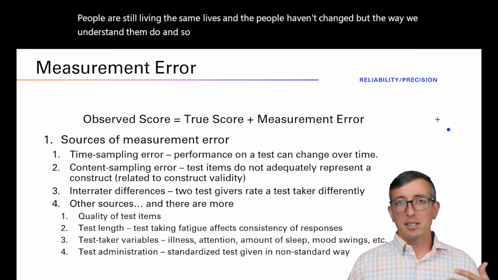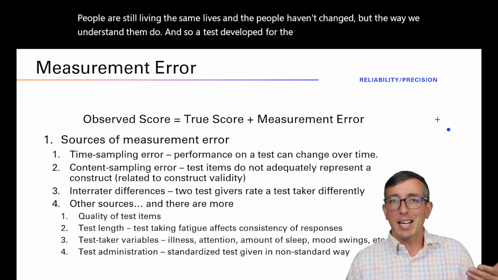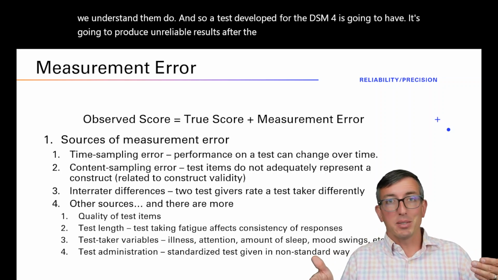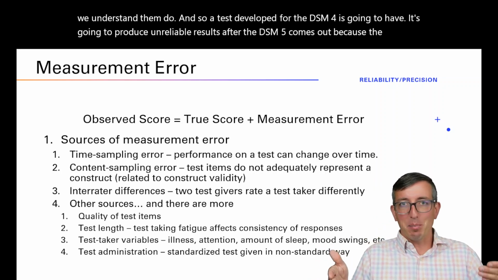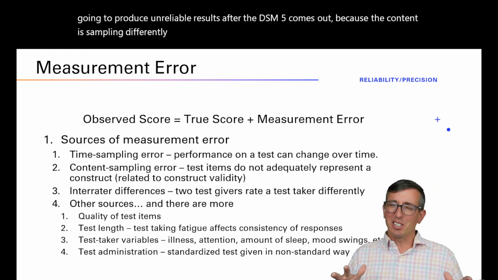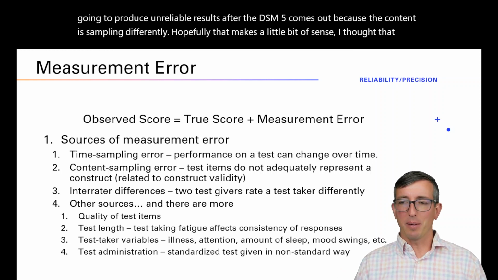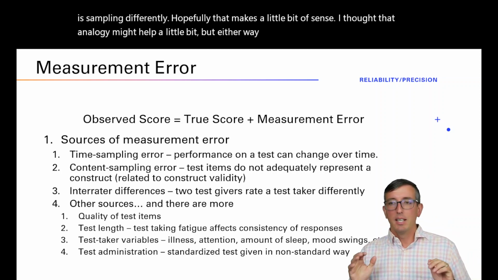And so a test developed for the DSM-4 is going to produce unreliable results after the DSM-5 comes out because the content is sampling differently. Hopefully that makes a little bit of sense. I thought that analogy might help a little bit, but either way.